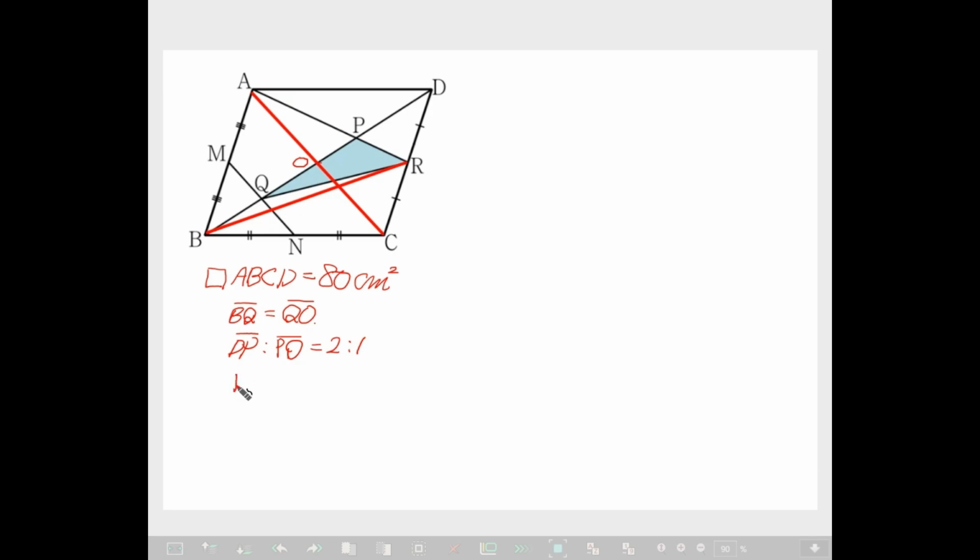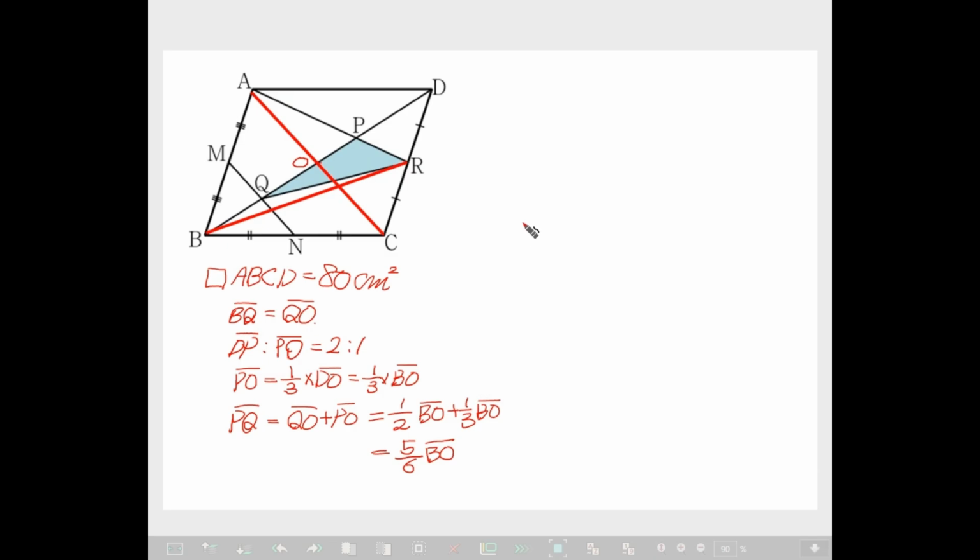It means PO equals 1/3 of DO. Then PQ equals QO plus PO, 1/2 DO plus 1/3 DO, equals 5 over 6 BO.